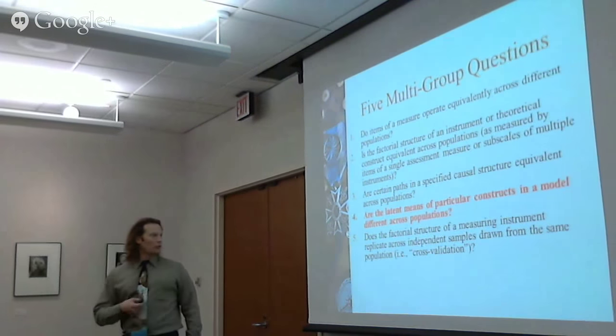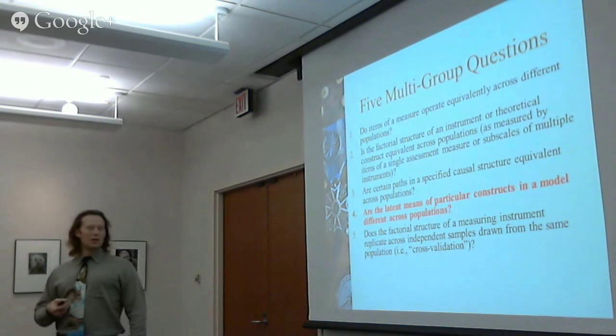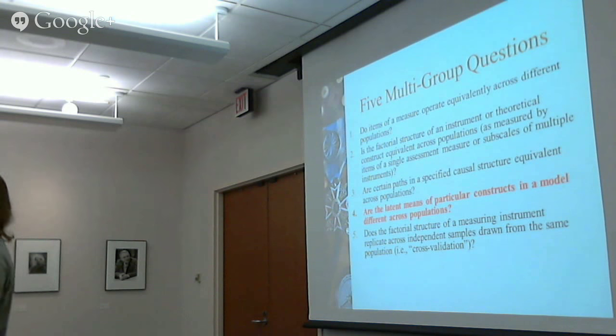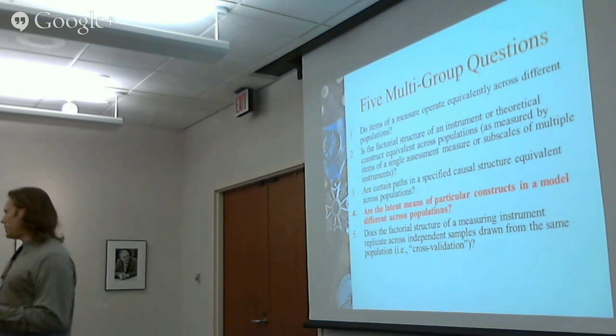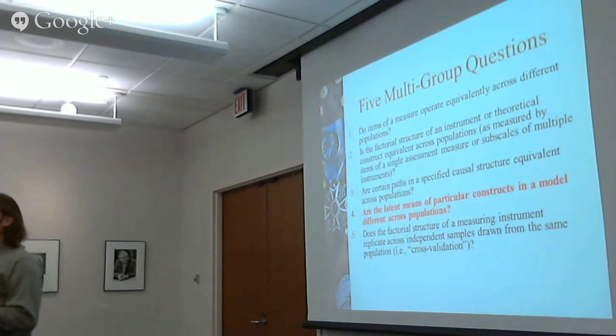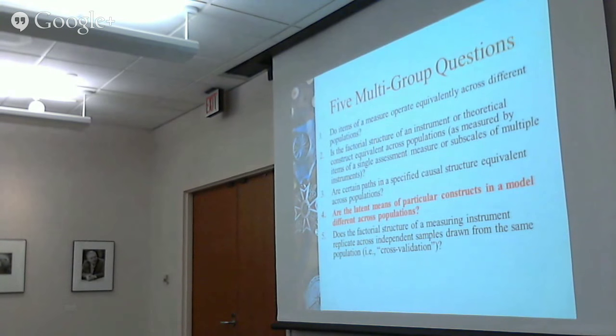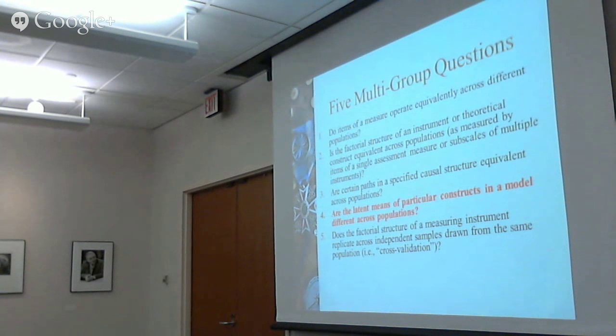Does the factorial structure of a measuring instrument replicate across independent samples? So if I develop an instrument of some kind, and I think it's got 3 measures, whatever those measures happen to be, I go out and do a pilot study, and I test it, and lo and behold, those factors worked out for the group that I tested.